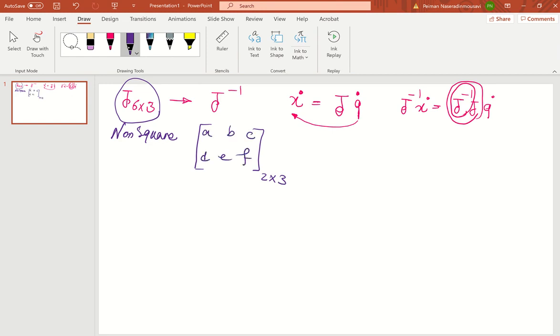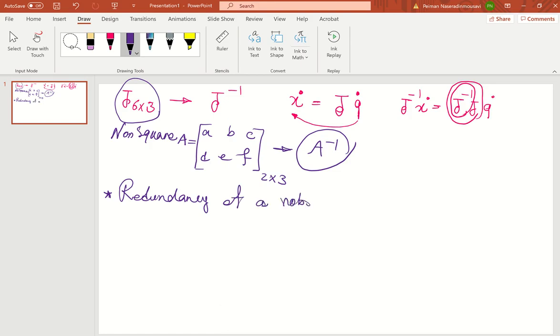For a non-square matrix, say 2 by 3, with entries A, B, C and D, E, F, if I call it matrix A, generally speaking, we don't have A inverse. So for this case, I'm going to talk about the redundancy of a robot. Now let me go back to our famous relation, x dot is equal to J q dot.